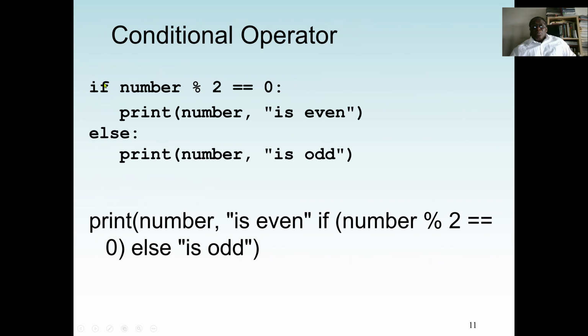So this is an example. If number modulus 2 equal to 0, we print that it is an even number. Otherwise, we print that the number is odd, because here we have only 2 options. A number can be an even number or an odd number.